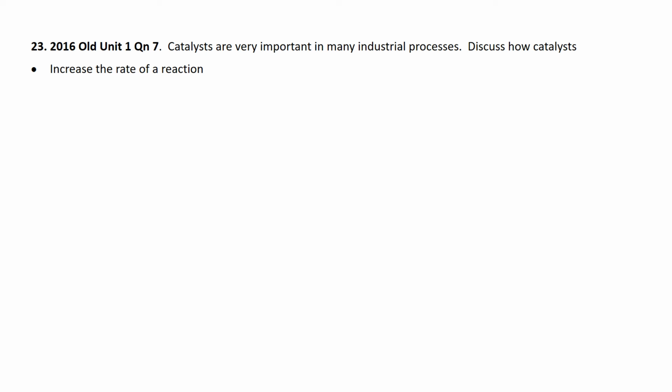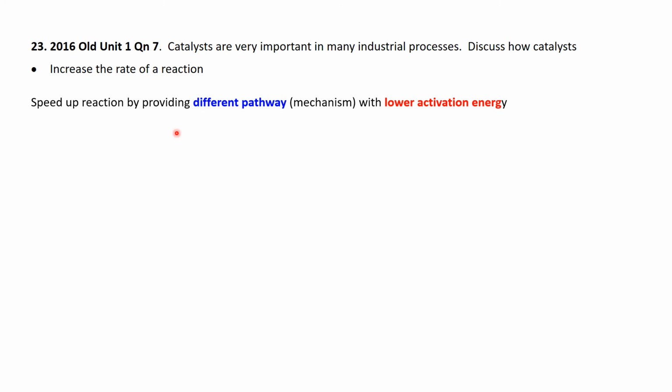Catalysts, very important industrial processes. How do catalysts increase the rate of reaction? Well, they speed it up by providing a different mechanism that has a lower activation energy. How do they affect equilibrium? They don't change the position at all. You just get to equilibrium faster.